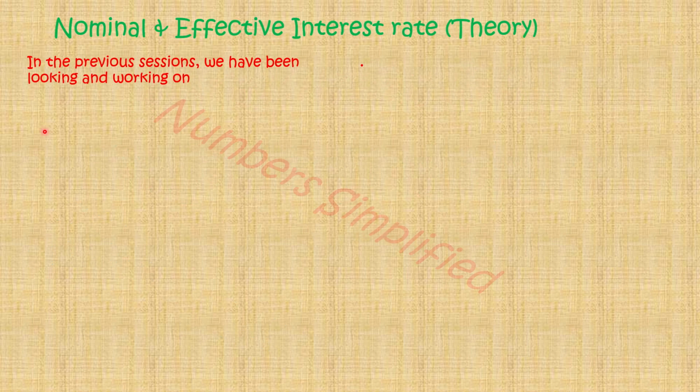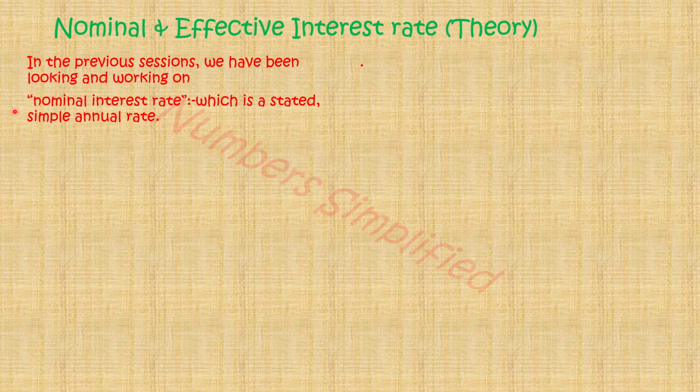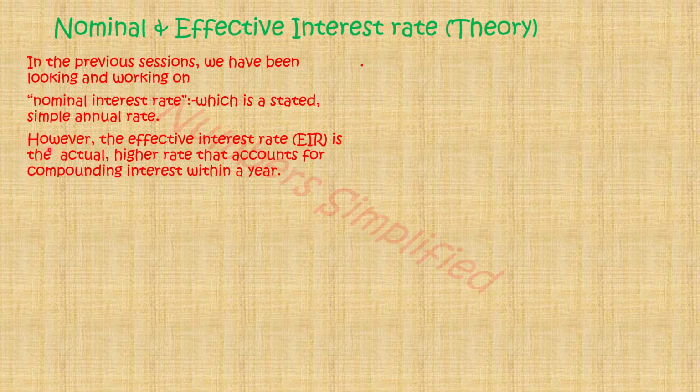As you may recall, in the previous sessions, we have been working on nominal interest rate, which is a stated and simple annual rate. So all the R's that we have been using in the past refer to the nominal interest rate. However, the effective interest rate, EIR in short, is the actual higher rate that accounts for the compounding interest within a year. And recall from video part 5 and 9 in this series, Financial Mathematics.